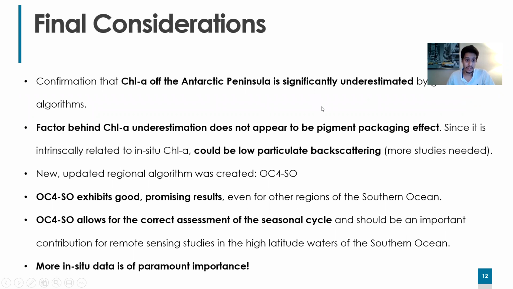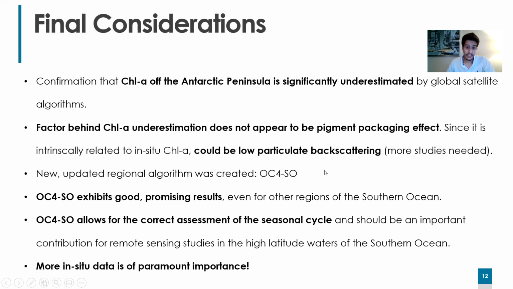So just some final considerations. We confirm that chlorophyll A in the Antarctic Peninsula is significantly underestimated by global chlorophyll A algorithms. We still don't know which is the factor behind chlorophyll A underestimation, but it does not appear to be pigment packaging effect, which is one of the most popular. Since the factor behind the underestimation is intrinsically related to in-situ chlorophyll A, it could be low particulate backscattering, although more studies are needed.